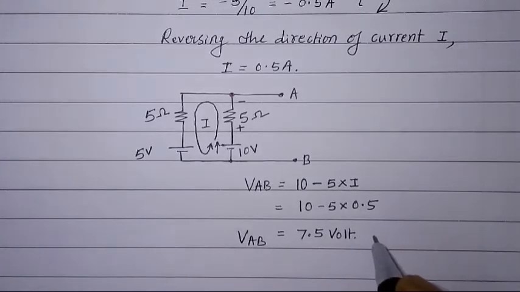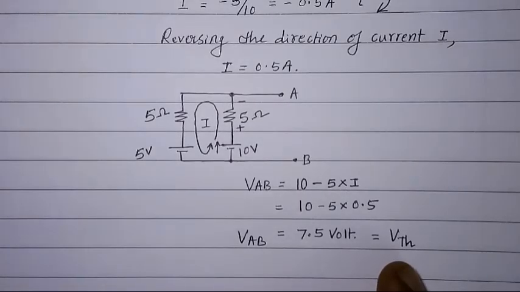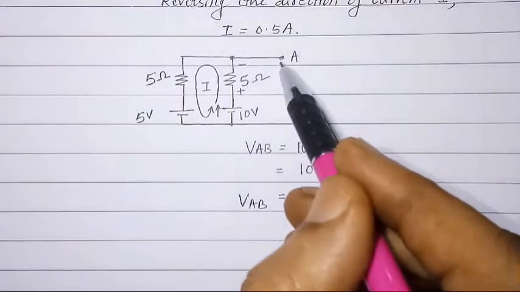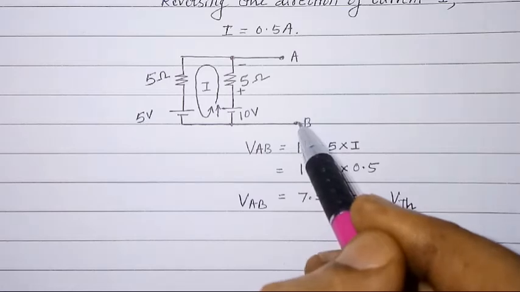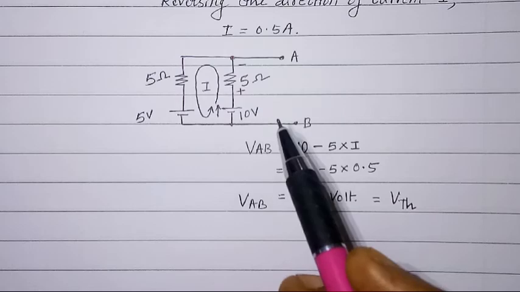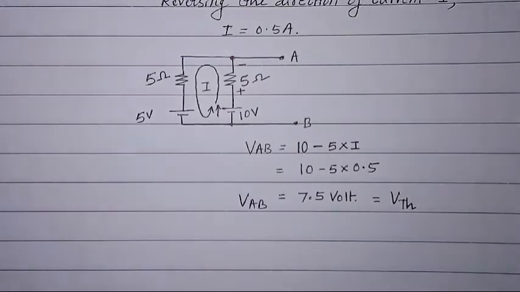And this potential difference only we call Thevenin's voltage source, and we will be using it in Thevenin's equivalent circuit. In step 3 we will find the equivalent resistance between terminals A and B by replacing all the sources by their internal resistances.